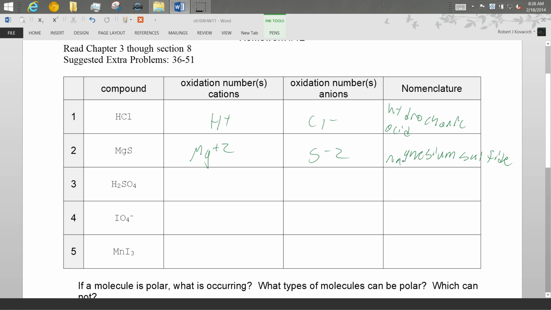Magnesium sulfide. Great. All right. How about the next one? Cation? Hydrogen +1. I have a hydrogen, and I have a +1 charge. That is just weird.